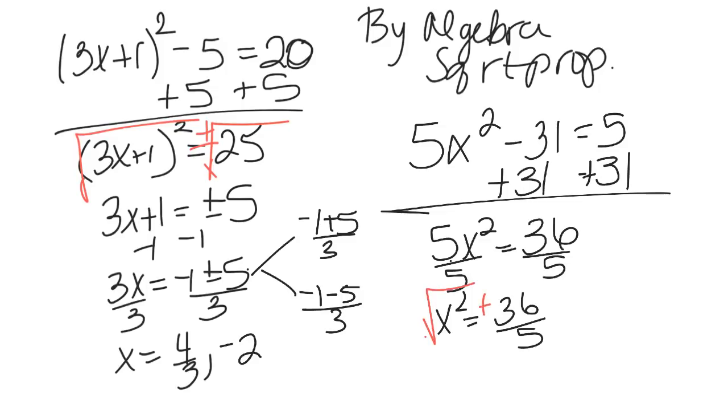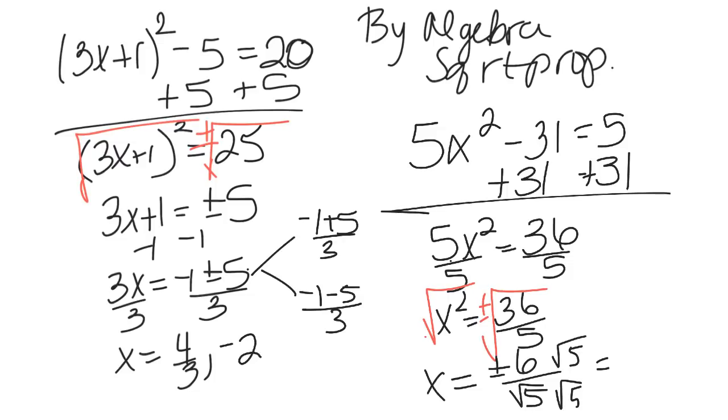Now we can take the square root of both sides. And this is one of those problems where the top I can take the square root of, plus or minus 6, but the bottom I cannot. So I need to rationalize the denominator by multiplying by the square root of 5 over the square root of 5. And that gets me plus or minus 6 square root 5 over 5.